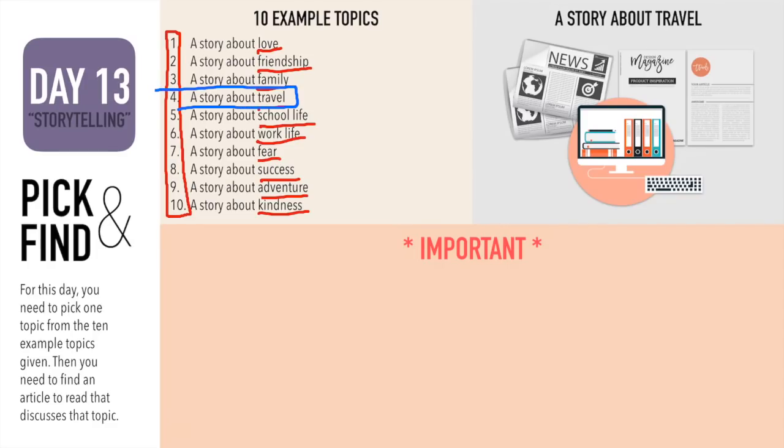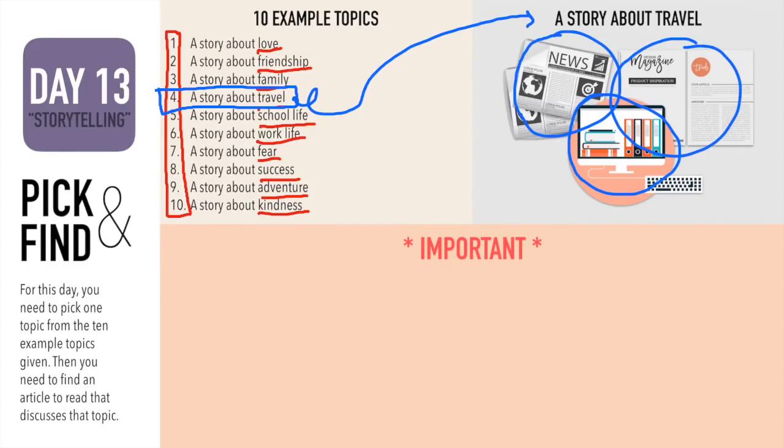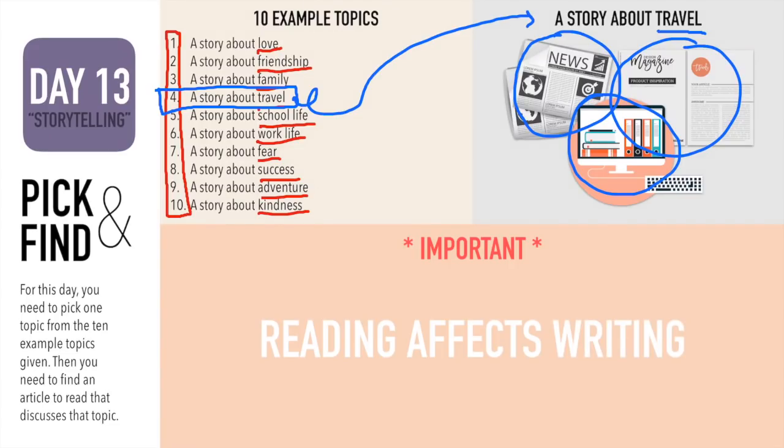So I decided to use number 4 and do a story about travel, which means that I had to go to the internet or to a newspaper or to a magazine and find a story or article that talked about travel, okay? Now, remember, reading affects writing. So if I read a good story, it'll affect my writing style as well.